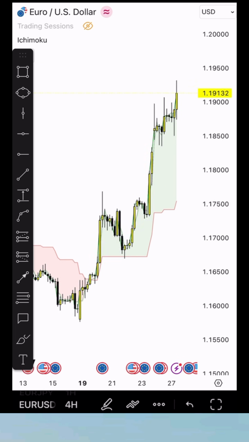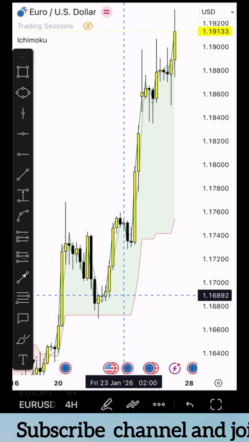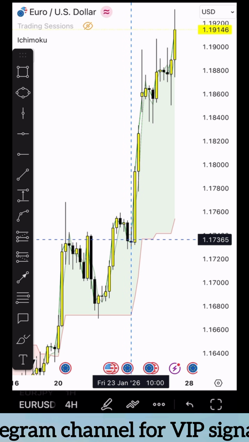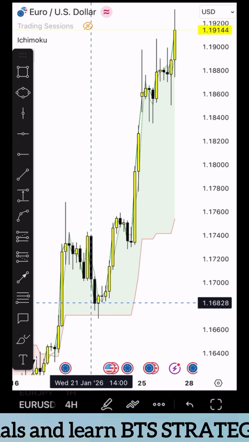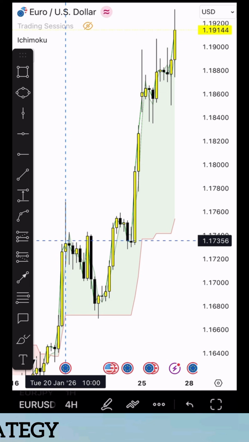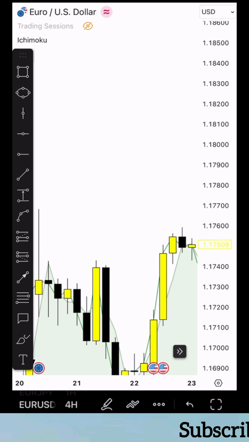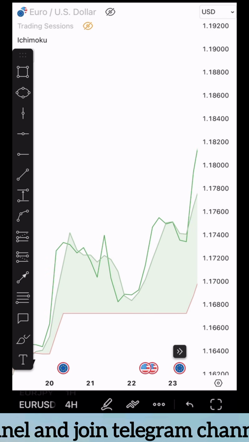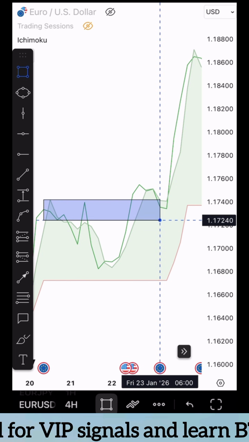So for example, here I'm on the H4 time frame. Price from here went up. Look, price comes up, comes down, and then creates. What does it create? I'm not looking at the price, I'm looking at the cloud. Look, I'm going to hide the price. I'm looking at the cloud. You see, the cloud creates an area.